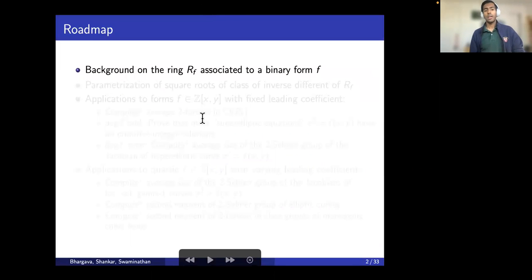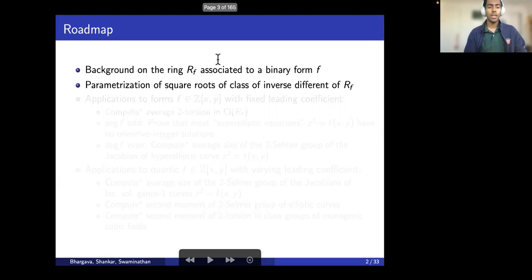Okay, so here's how the talk is going to go. I'll begin by defining the ring associated to a binary form. So if F is the binary form, we denote the associated ring by RF. And then I'll tell you about a new parametrization for square roots of the ideal class of the inverse different of the ring associated to a binary form.